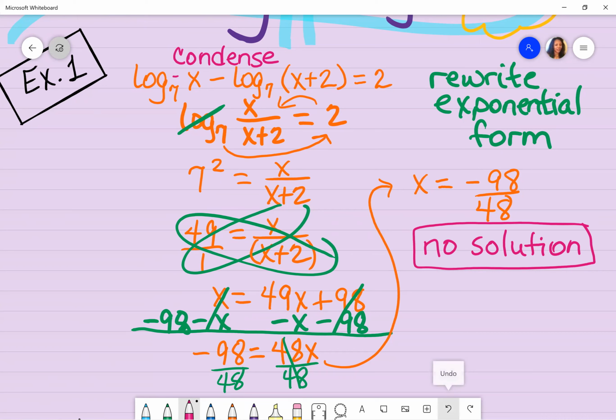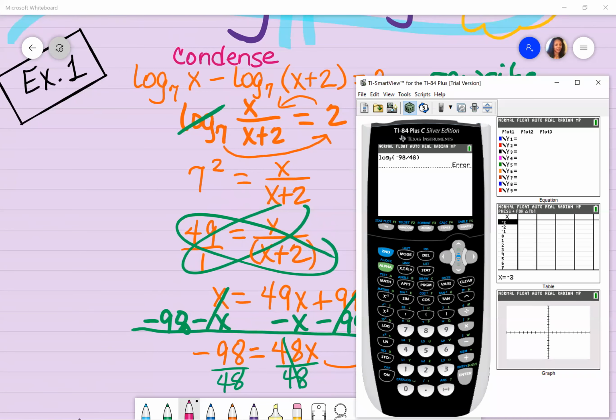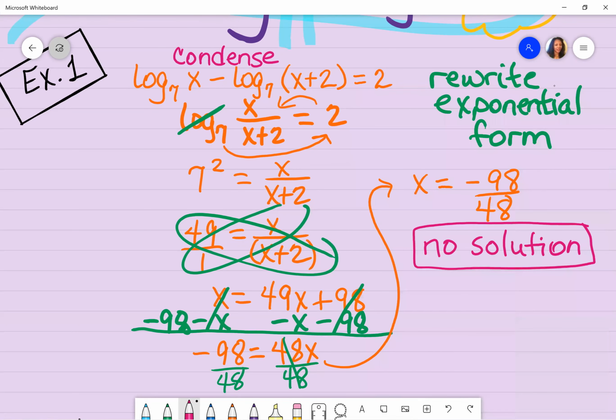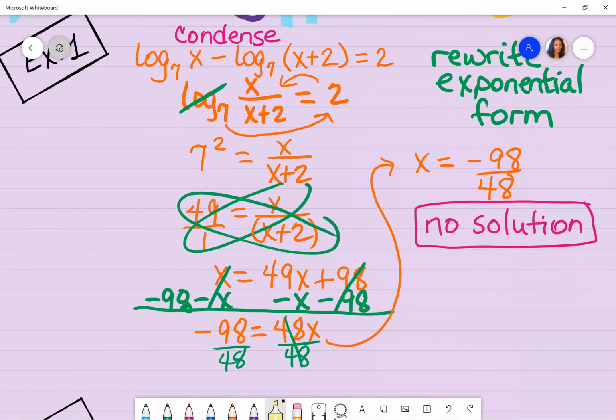So that's okay. Let's just double check this in the calculator. Let me see if I can find my calculator, because me and my mouse seem to, here we go. This is just me showing you if I were to actually put that negative 98 over 48, what the calculator would tell me. It would tell me that there's an error there. So I don't even have to continue substituting into the rest of it, because I already know it's going to be an error.